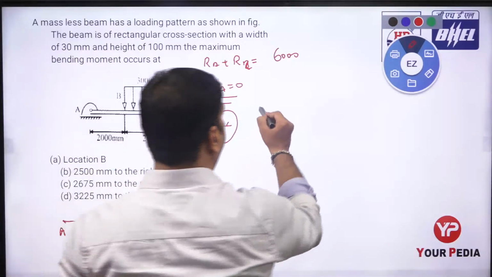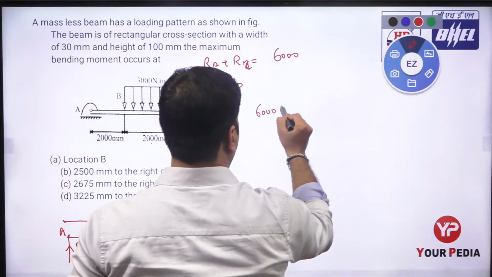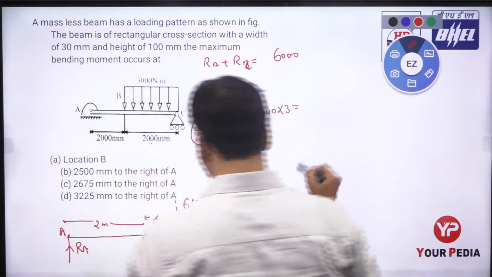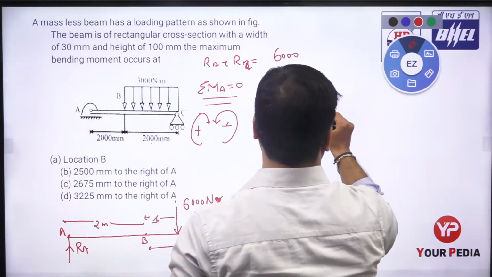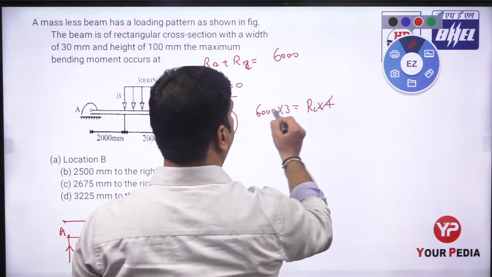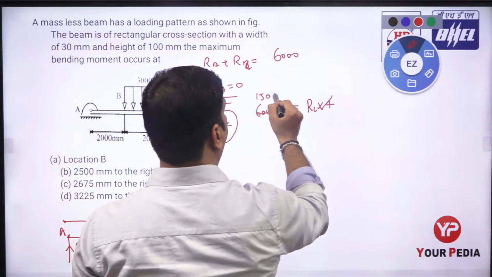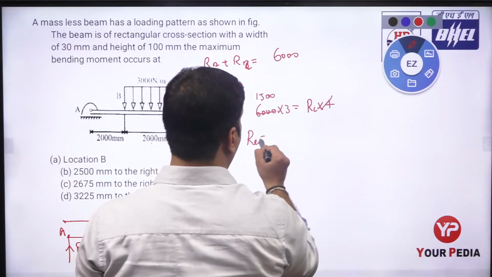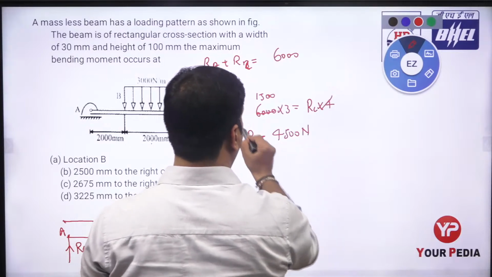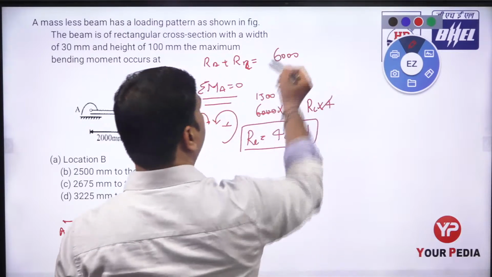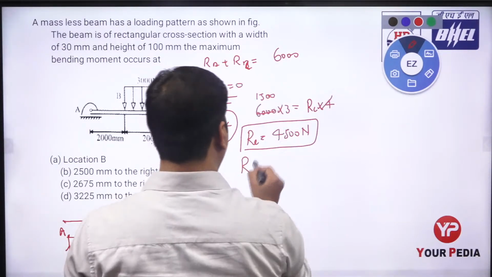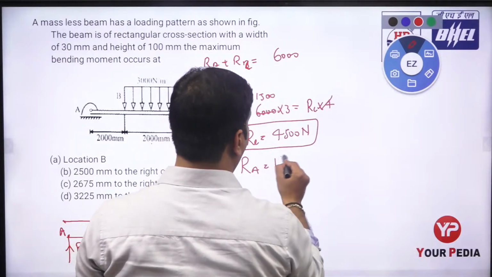So 6000 into 3 equals RC into 4. RC into 4, that is 1500, so RC comes to be 4500 Newton. Then RA comes to be 1500 Newton.